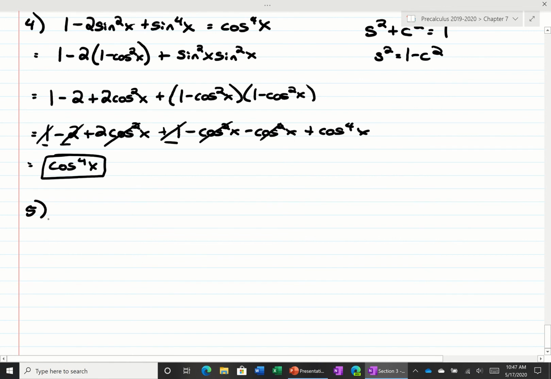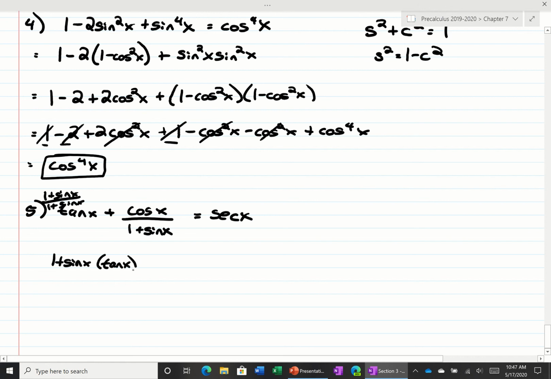Problem number 5. We have tangent of x plus cosine of x over 1 plus sine of x. We want to show that that's equal to secant. So let's get a common denominator by multiplying this by 1 plus sine of x over 1 plus sine of x. And we'll get 1 plus sine of x times the tangent plus cosine of x all over 1 plus sine.